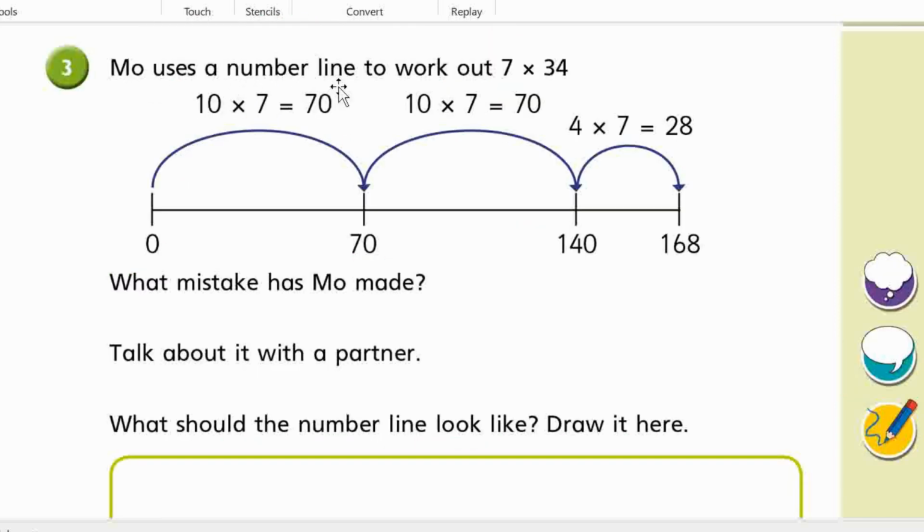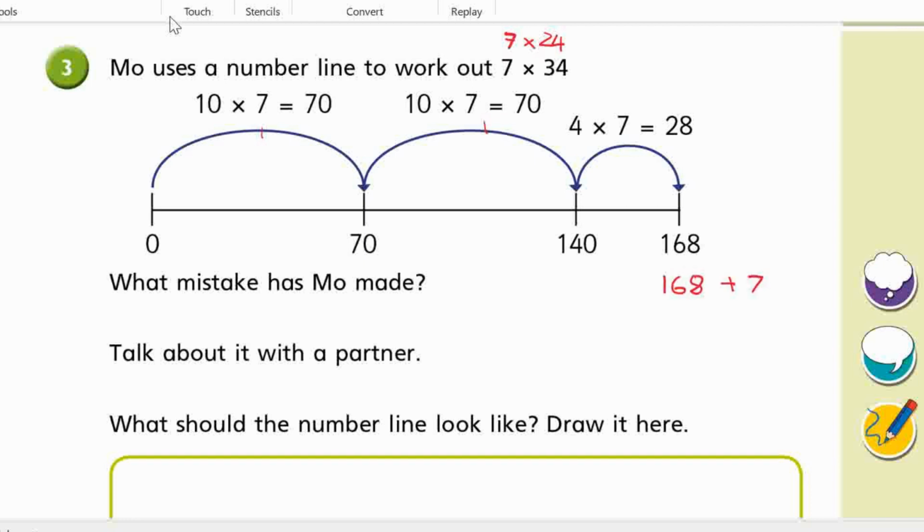Mo uses a number line to work out 7 times 34. Okay, so it's the same thing. But what mistake has Mo made? He's done 2 jumps, which would work if he was doing 7 times 24. He hasn't done 3 jumps. If he wanted to work out 34, he'd have to do another jump of 10 times 7, adding another 70. So his answer is you need to add another 70 to 168.